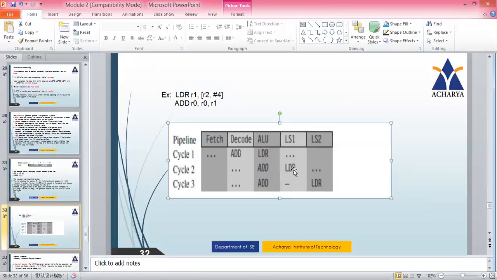So once LDR finishes the complete task, it moves to the LS2 state. That means once it moves to the next stage, the entire computation is over and R1 is loaded with the contents. Only after LDR moves to LS2 will R1 be loaded with the contents. Now, the add instruction can be performed by ALU. So this is the interdependency.